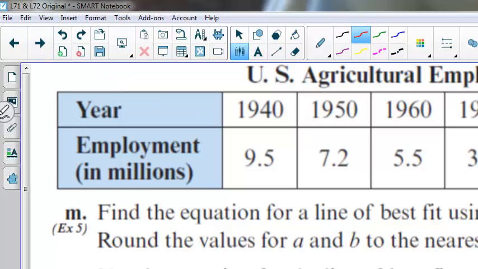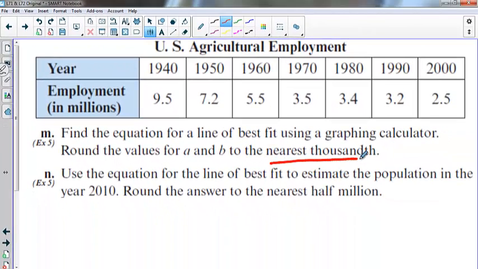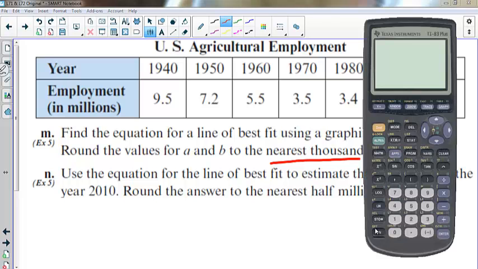So the next one, M and N, are dealing with the exact same information. However, we're going to use our graphing calculator to find the equation of the line of best fit to the nearest thousandth. Okay, so with our calculator, we can clear all of the data that we put in there very quickly.